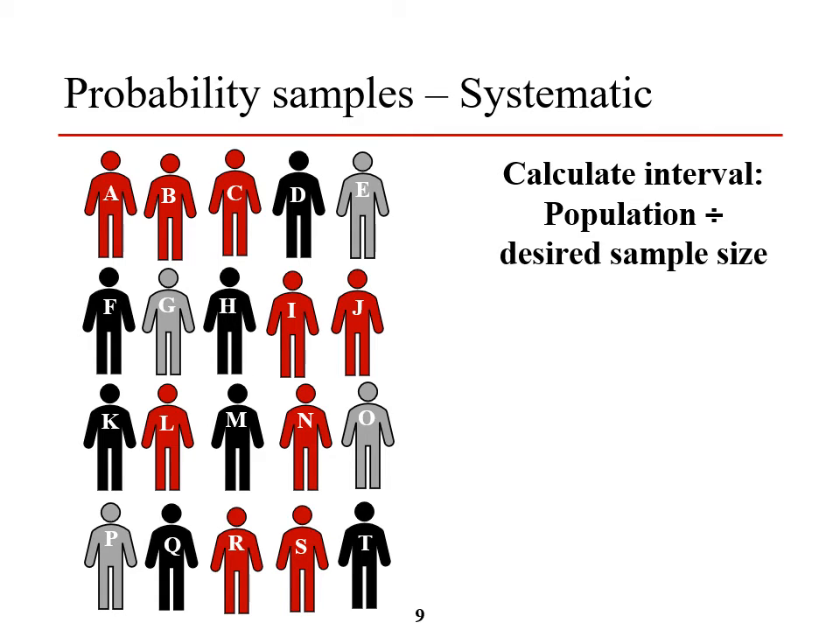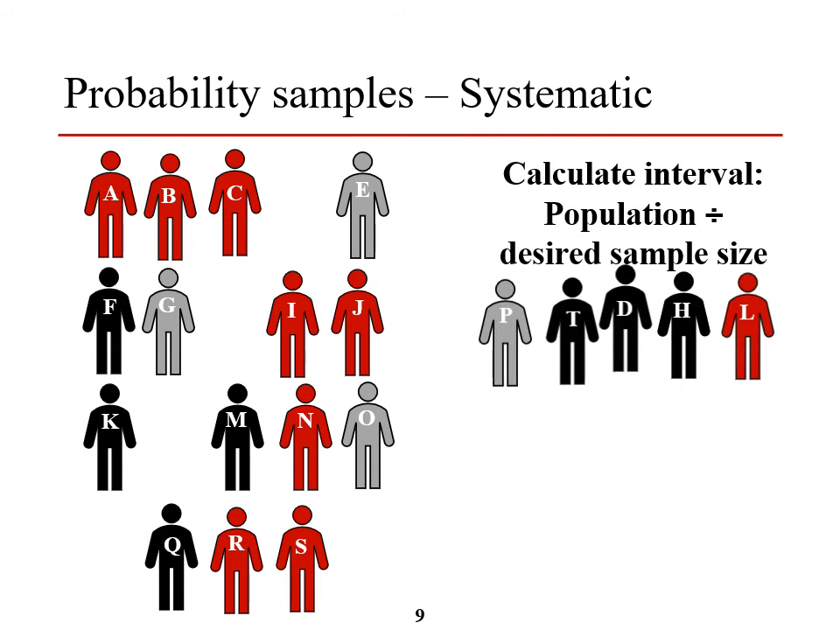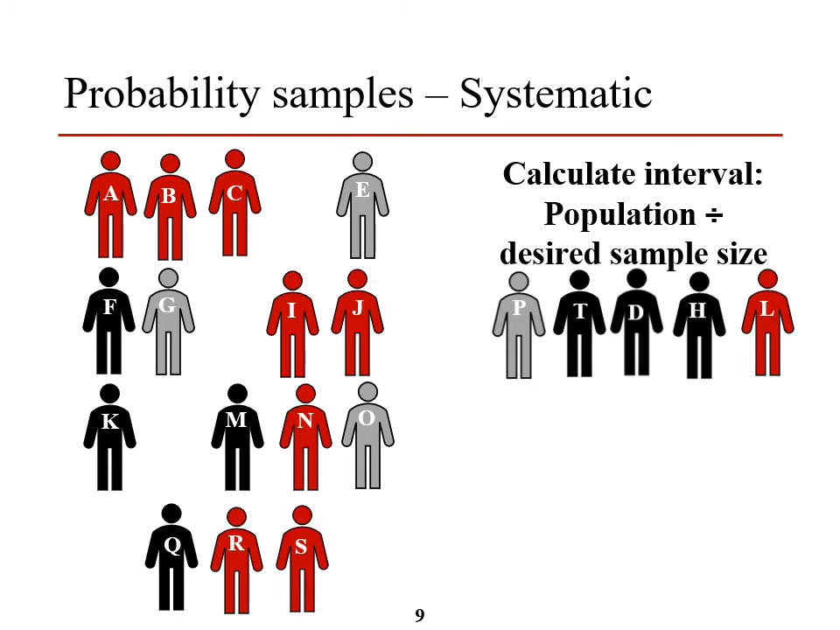So we would need to select every 4th person, starting with a randomly selected letter here in our population. Now, a randomly selected letter could be L. So from L, we would select every 4th person. So we would select the P, T, D, H, and L. And as I'm sure you noticed, once the end of the list was reached, once we got to T here, we actually looped back to the start of the list to finish our count.